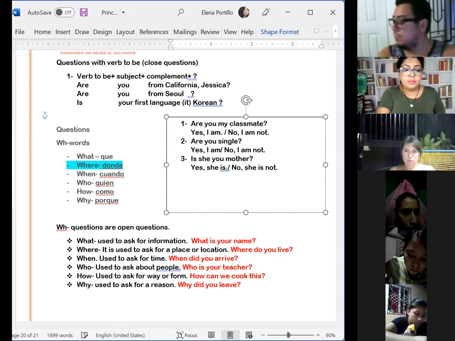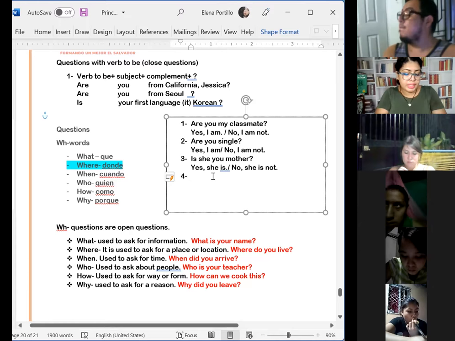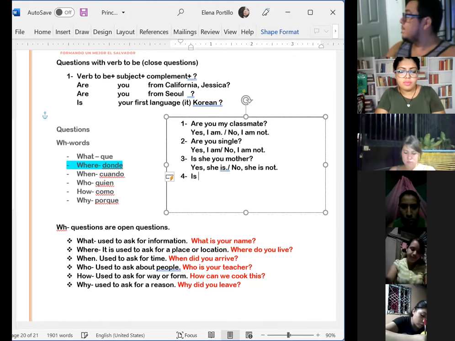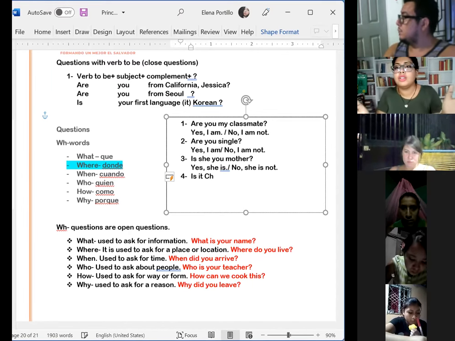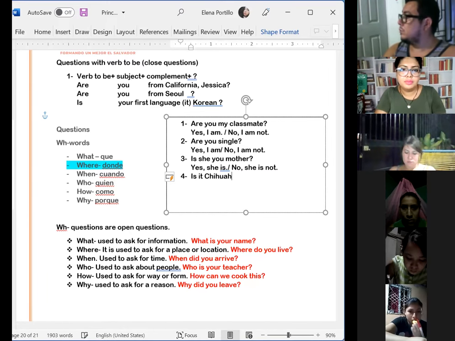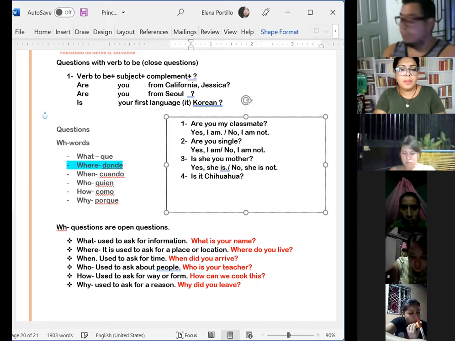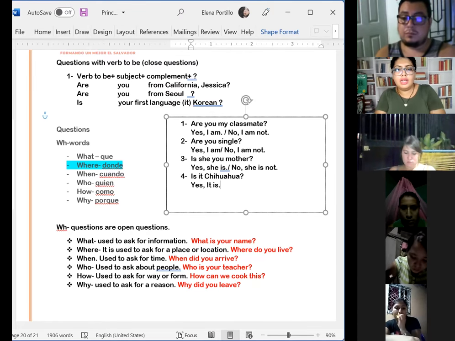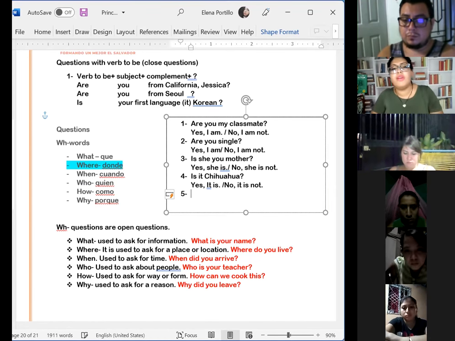Then, let's see. Is it a chihuahua? We are talking about a dog, right? Ese chihuahua es un chihuahua, la raza, ¿verdad? Del perro. Respuesta. Yes, it is. And no, it is not. No, no lo es. And we are going to use the plurals. Plurales. Number five, last one.